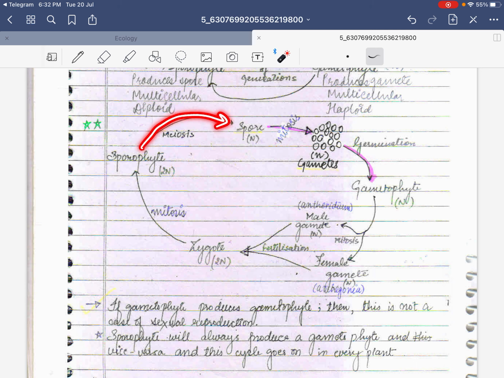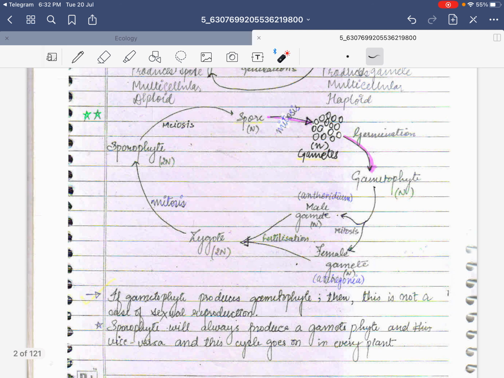The sporophyte undergoes meiosis and forms the spores which are haploid, right? These spores undergo mitosis and make more spores or gametes, right? You can also call them spores here. These spores on germination make up the gametophyte whose ploidy is n or haploid.